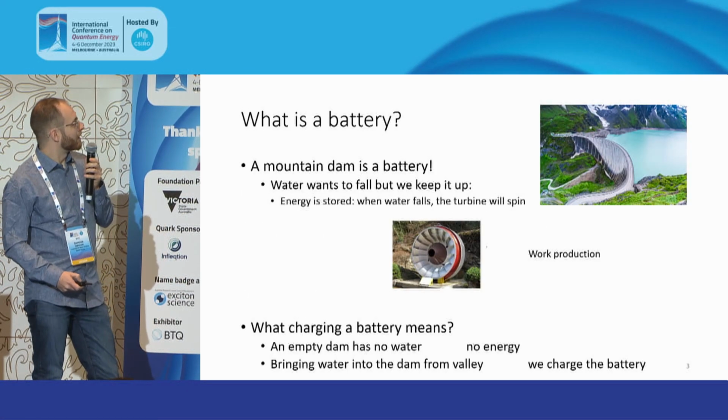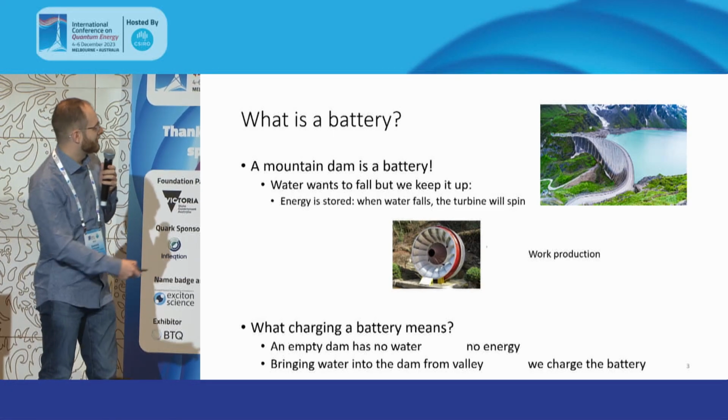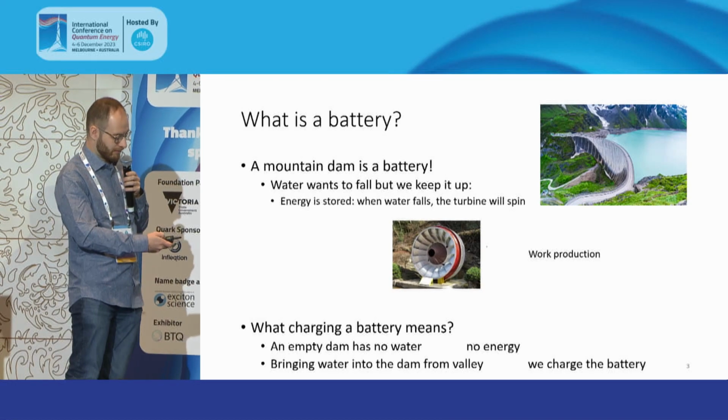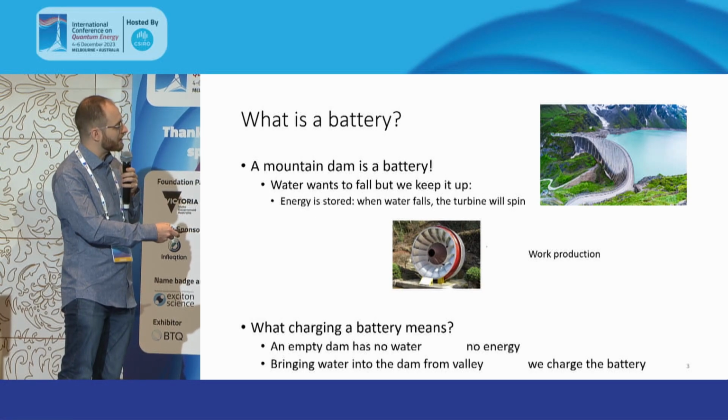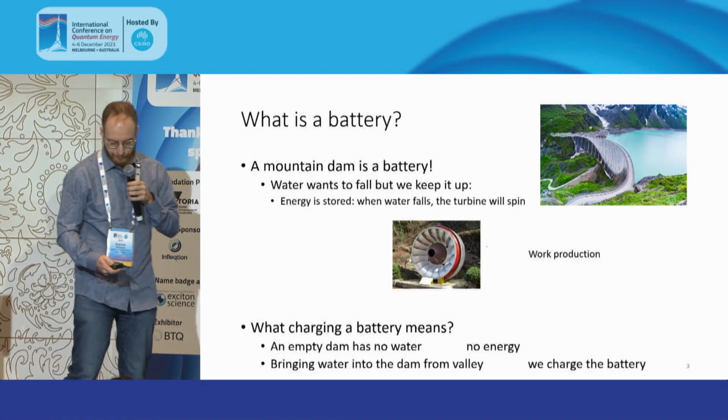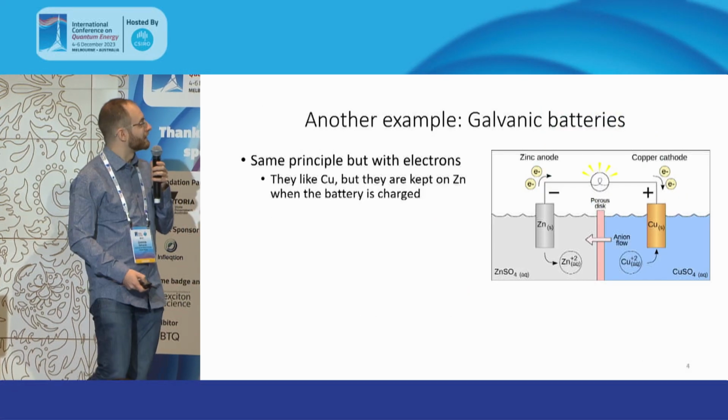So what is a battery? A mountain dam is a battery. Charging a battery means that we take a state that has no energy and we charge the battery, for example, by bringing water into a dam from the valley. This is another example.